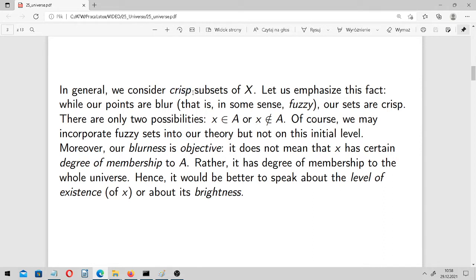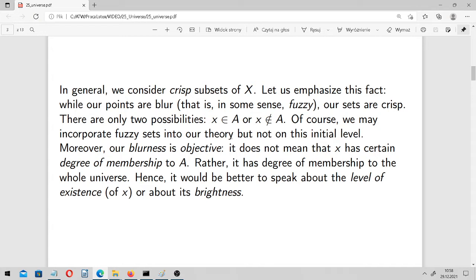So let us emphasize this fact. Our points are blur, so in some sense they are fuzzy, while our sets are basically crisp. So there are only two possibilities: x belongs to A or x does not belong to A. So our characteristic function of A is not fuzzy, it's crisp. Of course, we may incorporate fuzzy sets into our theory, but not on this initial level, yes?